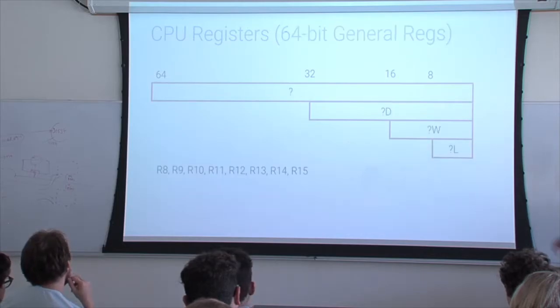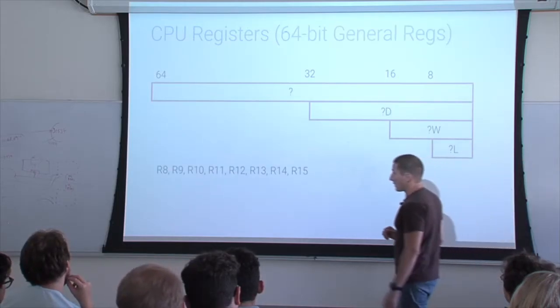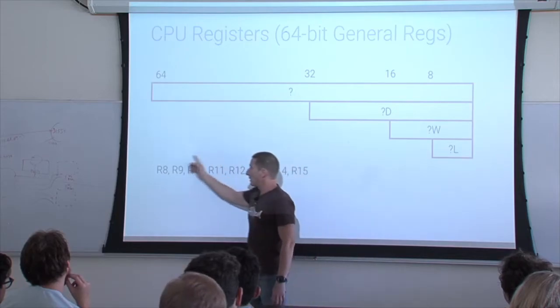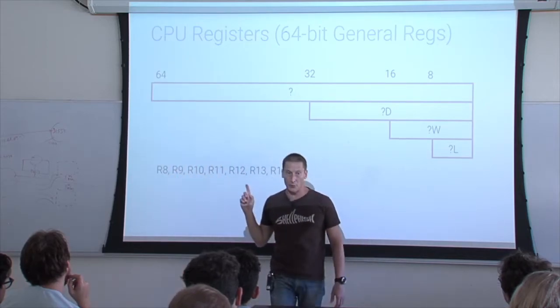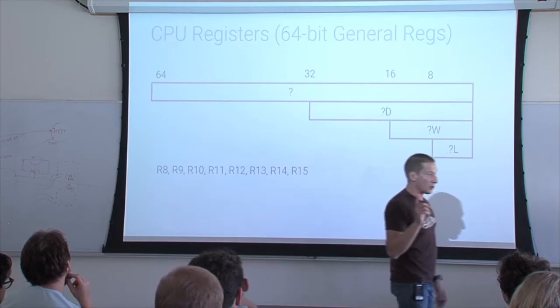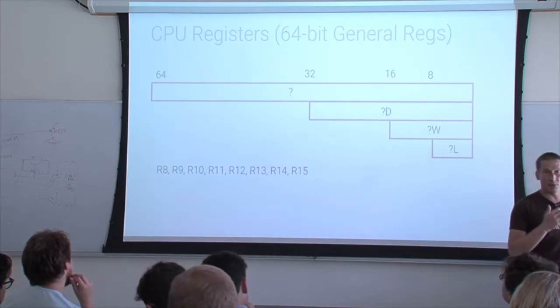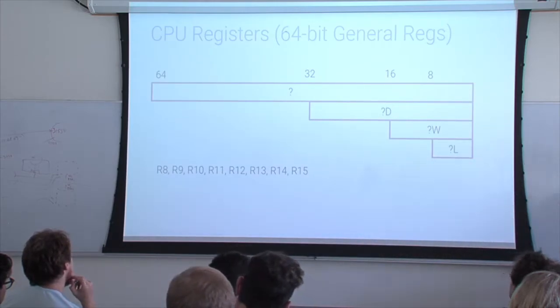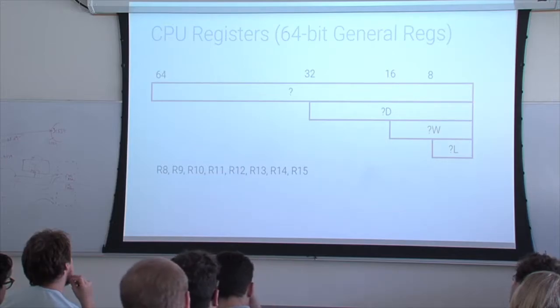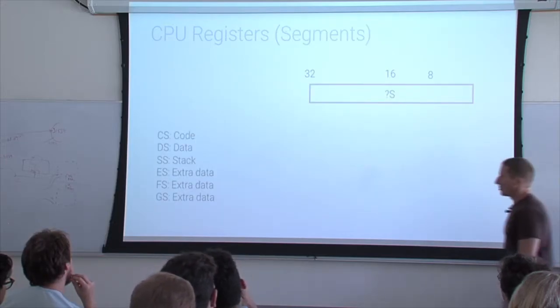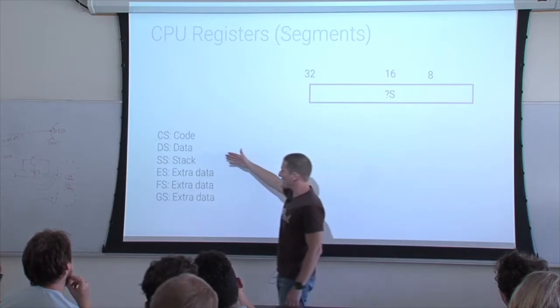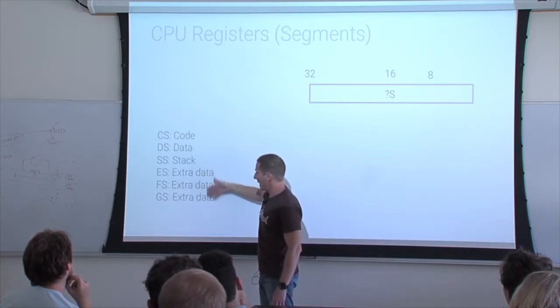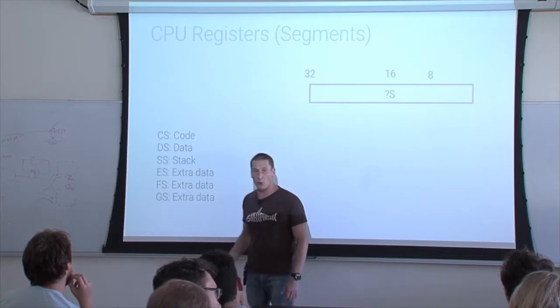And in the case of 64-bit, you also have additional general purpose registers that you could use for a bunch of things, passing parameters, or anything else that you need. And then, of course, you have segments. So you have the code segment, data segment, stack segment, and extra segments that you can use for whatever you want.